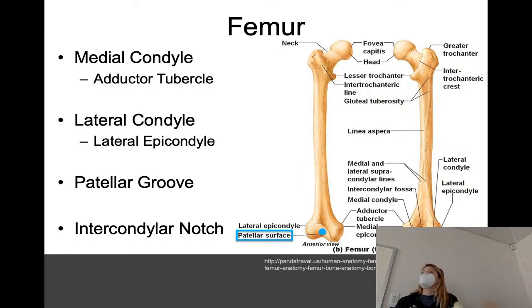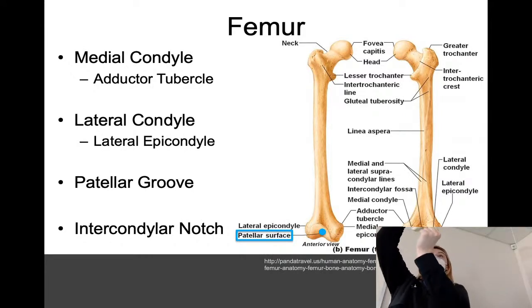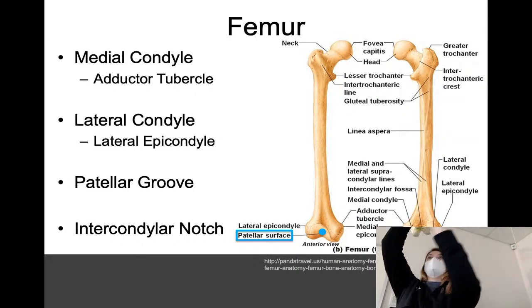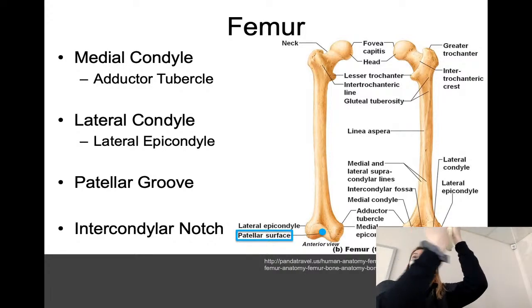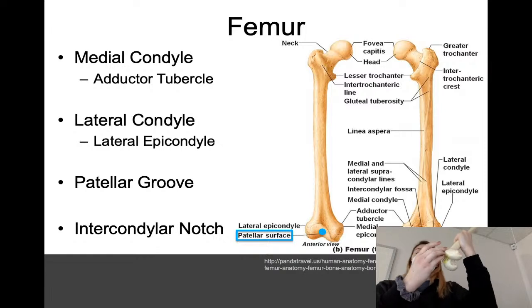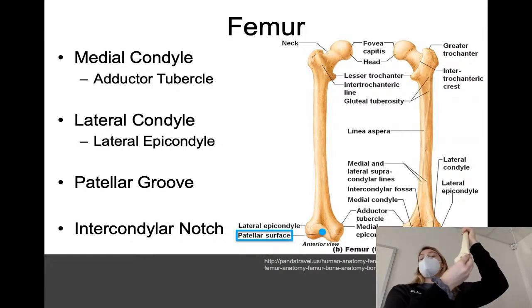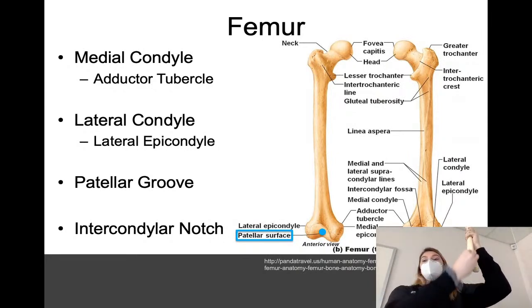So next, our patellar groove or our patellar surface. So it is where our patella is going to sit. It's hard to see in this one because we have a patella attached. But right in between, on the anterior side, between the medial femoral condyle and the lateral femoral condyle, we're gonna have like a dip or a groove. It's kind of shallowed out. And that's where our patella is going to sit. So as we contract our quadriceps, it's going to pull our patella through that patellar groove.